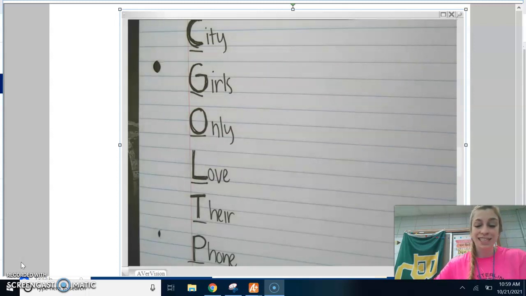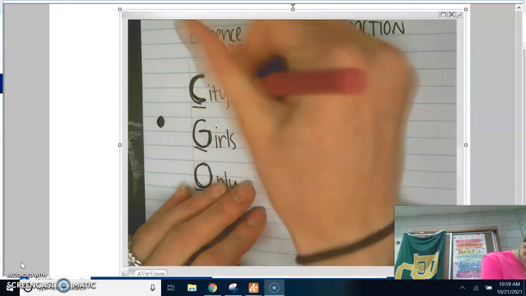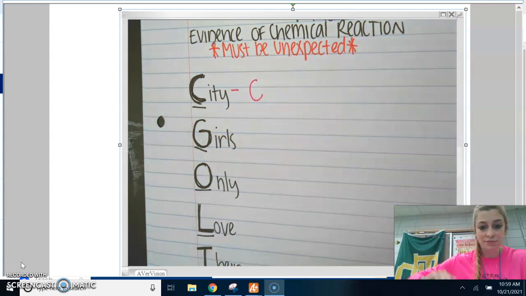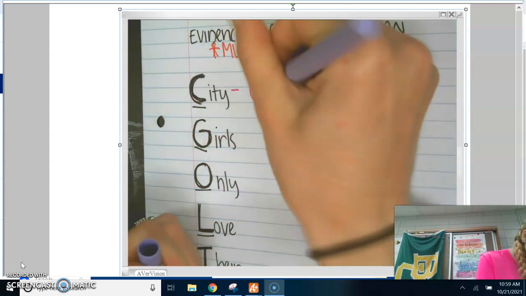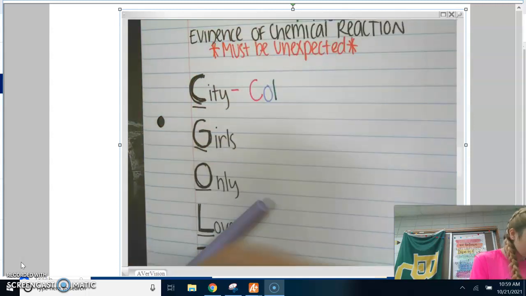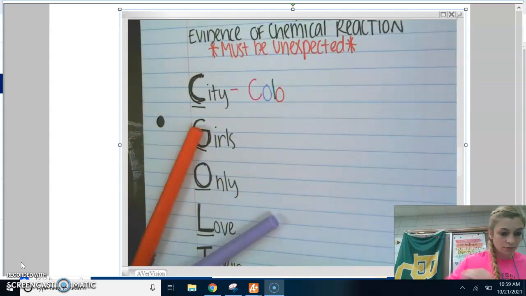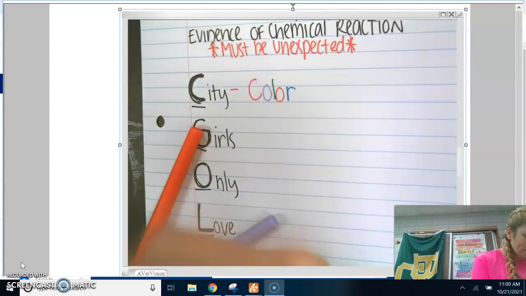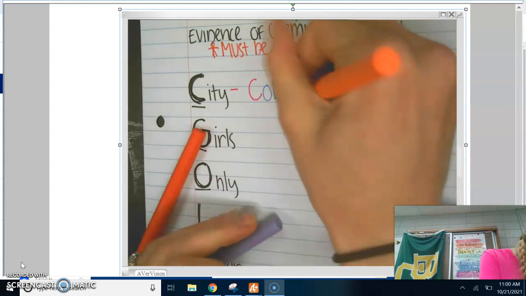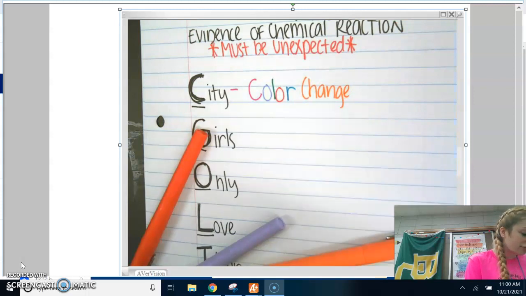So let's start with city. The C in city stands for color change. Let's make this look awesome. All right, that's enough color changes. Color change. Then I'm going to draw a little example.